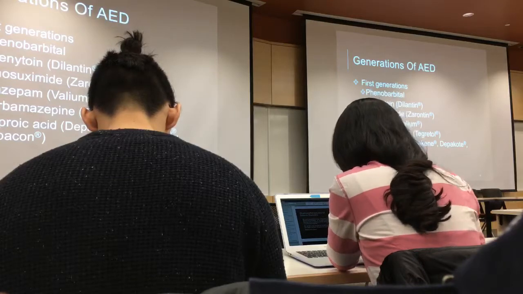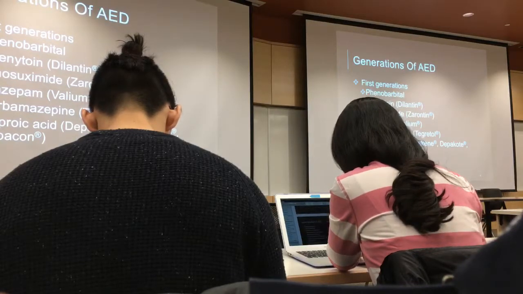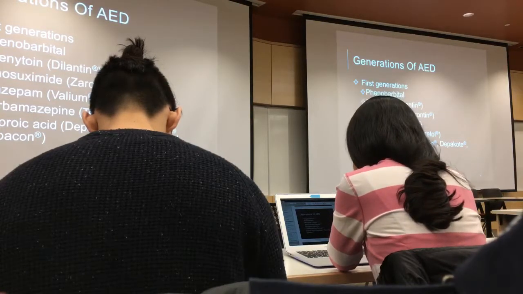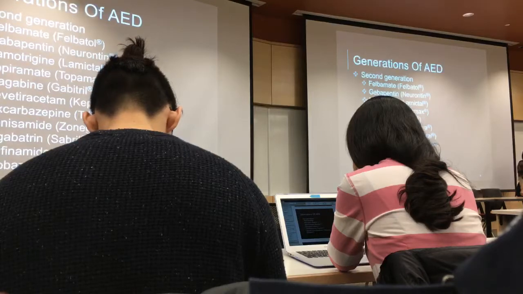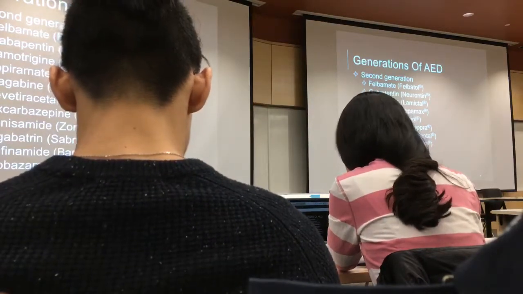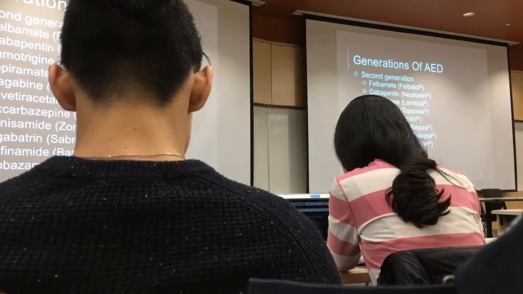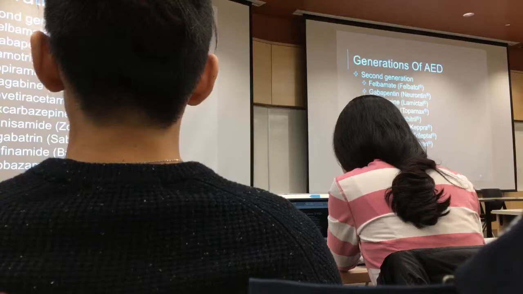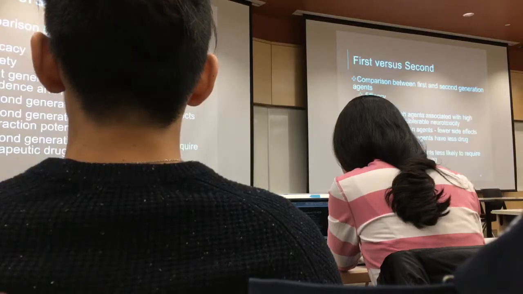So this is just a list, and it's not even a conclusive list, of the common AEDs that we use in pediatrics. These are the first generation. First generations are generally our older agents, and I'm going to talk about the difference in efficacy between the two in a little bit. And then these are our second generations, meaning the newer anti-epileptic drugs that don't require some of the things that we do with the first generation. So what's the difference between the two of them?